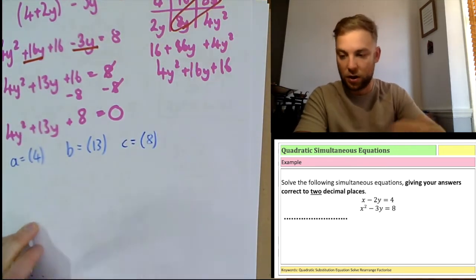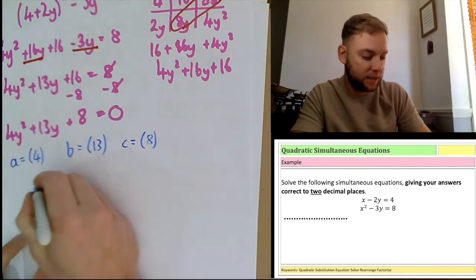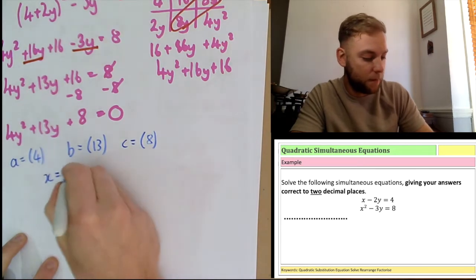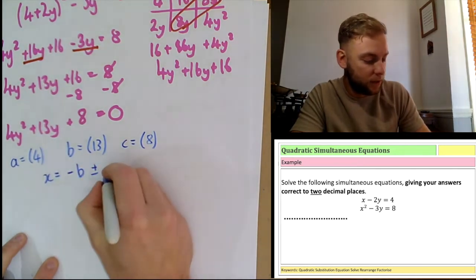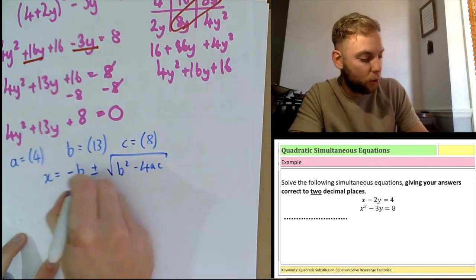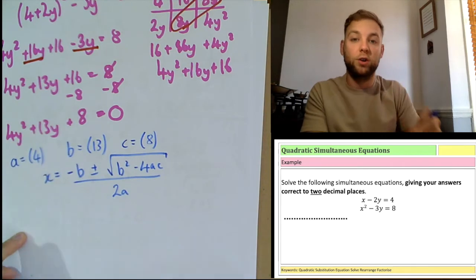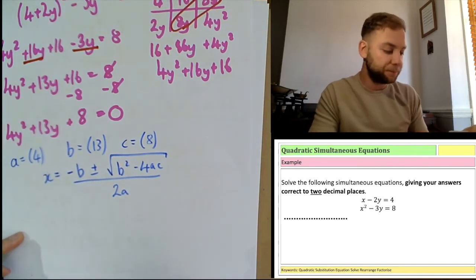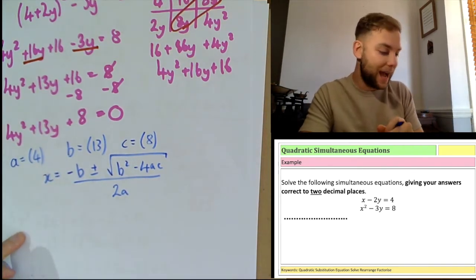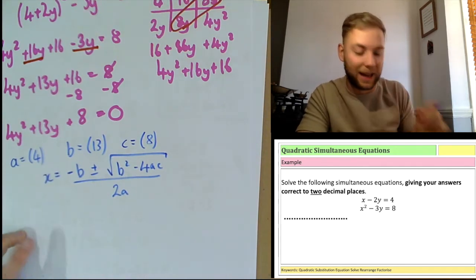Super. So let's write down what the quadratic formula is. So x is equal to minus b plus or minus the square root of b squared minus 4ac all over 2a. Now with this, do not try and do any of the calculations yourself. Just put it straight into your calculator.